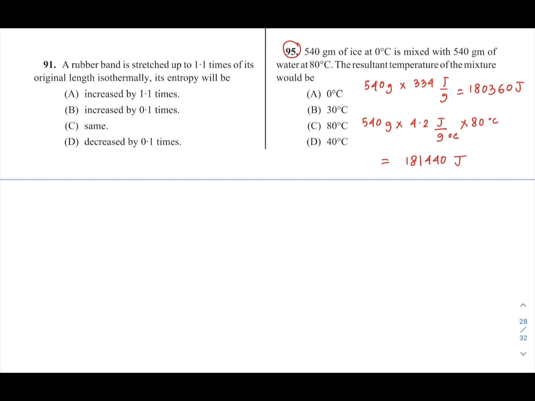181440 joule. Since these two are the same, the heat required to melt the ice will be provided by the water. So essentially the temperature will be 0 degree Celsius. So option A is the correct answer.